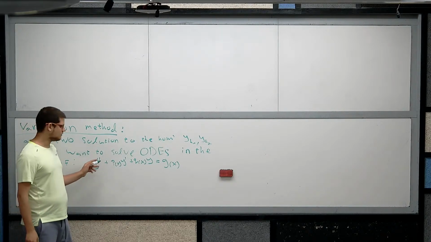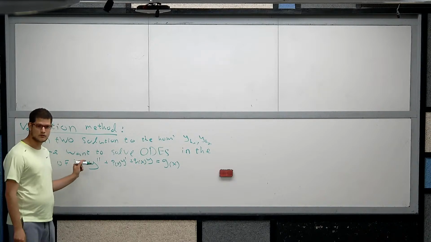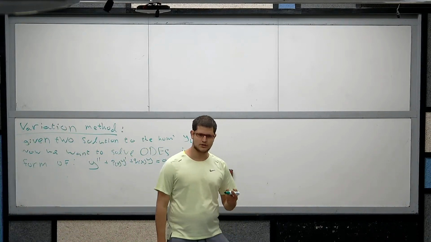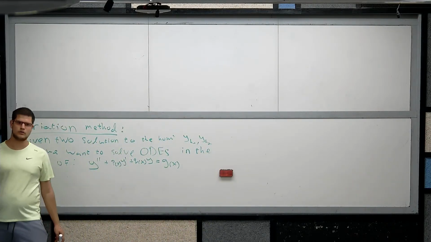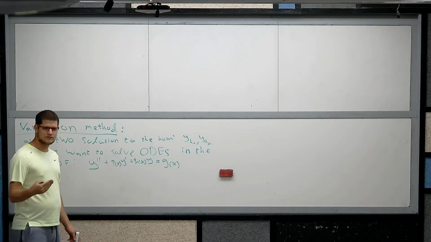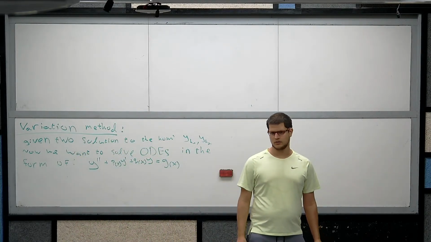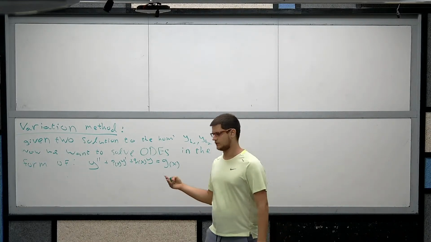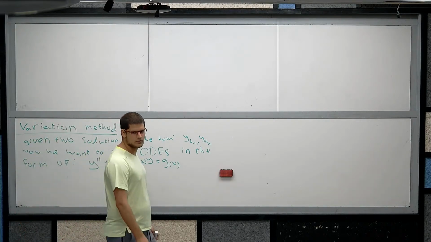The coefficient of y double prime has to be 1. In the homework, by the way, I gave you a generalization of the variation method to higher order differential equations. I gave you a method that you can generalize to the nth order. If you know how to solve the second order, you can solve the third order. If you know how to solve the third order, you know how to solve the fifth order.